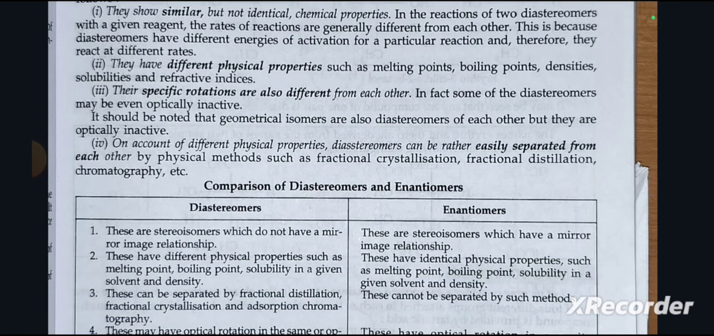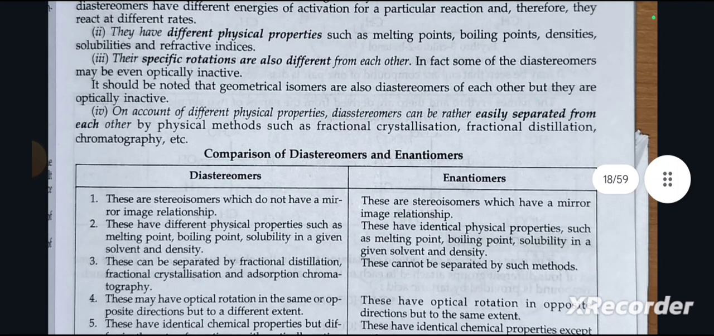Second, they have different physical properties such as melting point, boiling point, density, solubility, and refractive index. Third, their specific rotations are also different from each other. In fact, some of the diastereomers may even be optically inactive. It should be noted that geometrical isomers are also diastereomers of each other, but they are optically inactive. Fourth, on account of different physical properties, diastereomers can be rather easily separated from each other by physical methods such as fractional crystallization, fractional distillation, chromatography, etc. Comparison of diastereomers and enantiomers.